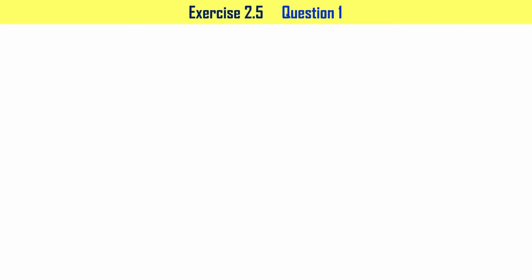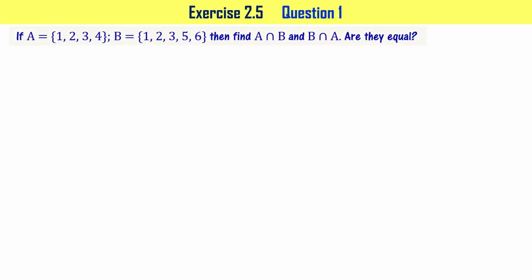The first question of exercise 2.5 is: if A is a set containing elements 1, 2, 3 and 4 and B is a set of elements 1, 2, 3, 5 and 6, then find A intersection B and B intersection A, and we have to say whether they are equal or not. This particular symbol is called the intersection symbol. That's why we read this as A intersection B and this one as B intersection A.